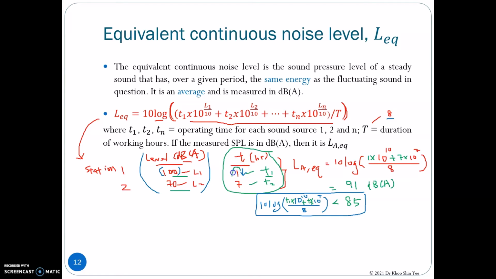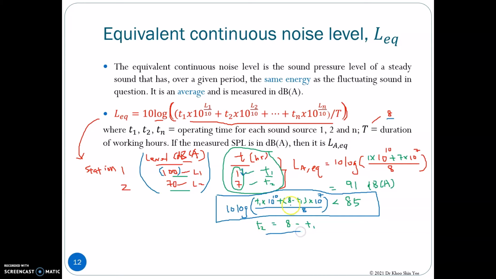In this case, you are working fully, where T1 plus T2 equal to 8. Therefore, from this relationship, T2 is equal to 8 hours minus T1. After we substitute this inside the T2, then you should obtain this equation. Then you can continue to solve this equation.